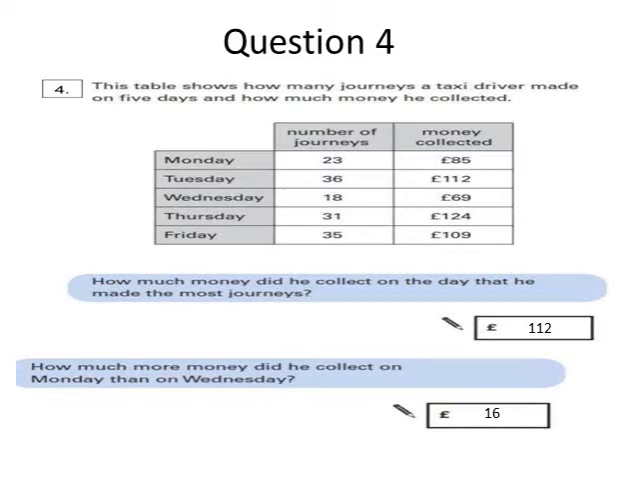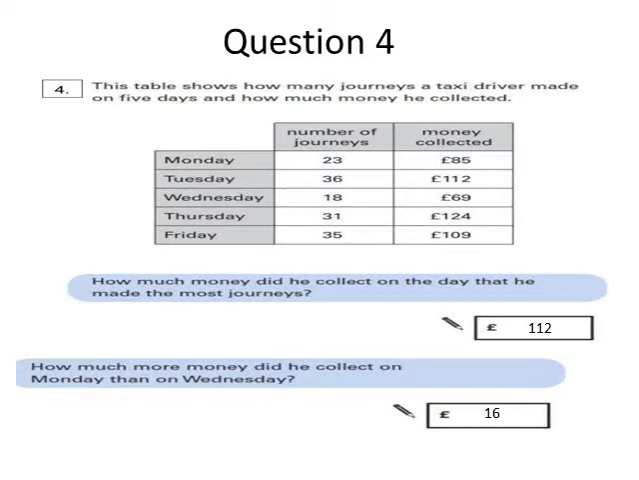So on Monday he made 23 journeys, and he collected 85 pounds. On Tuesday, 36 journeys and he collected 112 pounds, and so on. So the first question here, how much money did he collect on the day that he made the most journeys? So I'm searching in the column of number of journeys for the maximum number, which is 36. So on Tuesday, he made the most journeys. So how much money did he collect on that day? He collected 112 pounds.